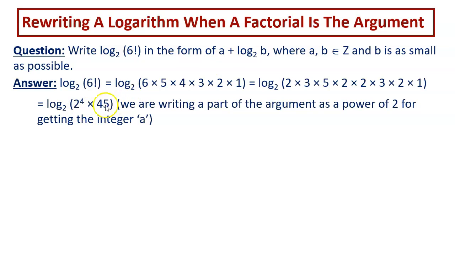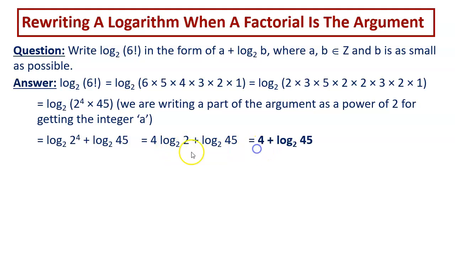So we have got this, and now we will be just expanding. It will be log of 2 to the power of 4 to the base 2 plus log of 45 to the base 2, and 4 will be coming down and it will be 4 times log of 2 to the base 2 plus log of 45 to the base 2, and this part is equal to 1, so we will be having this to be equal to 4 plus log of 45 to the base 2. So a is equal to 4 and b is equal to 45.